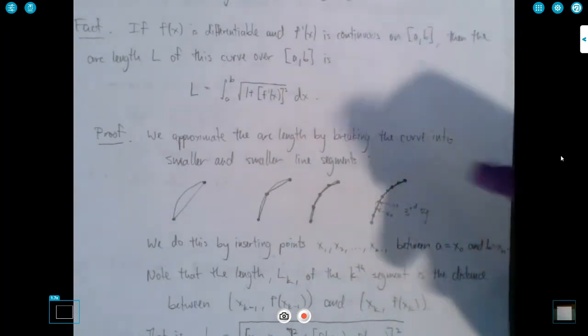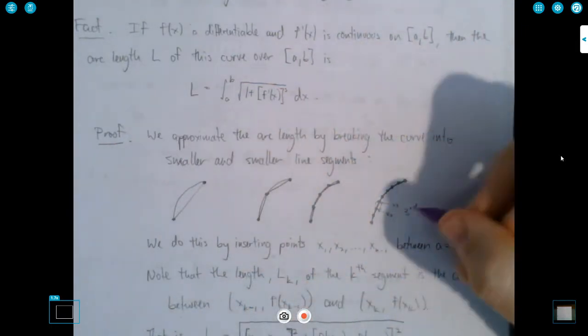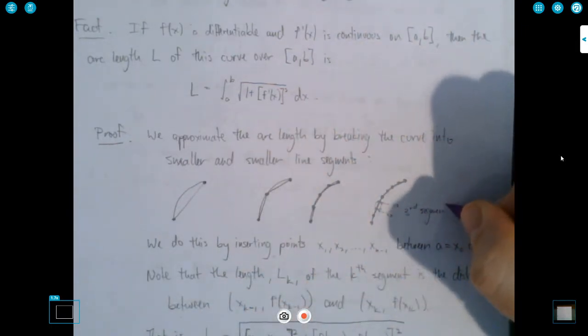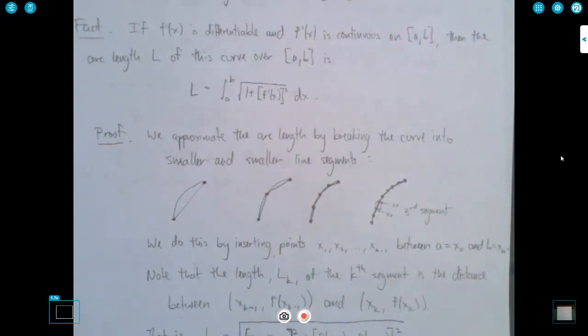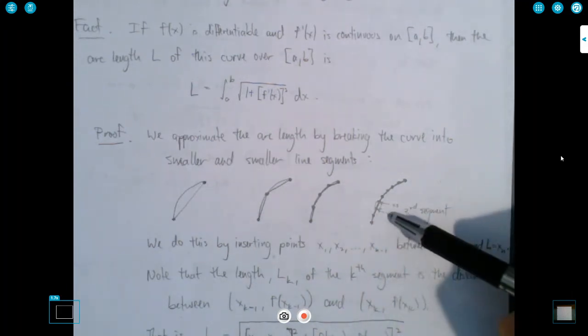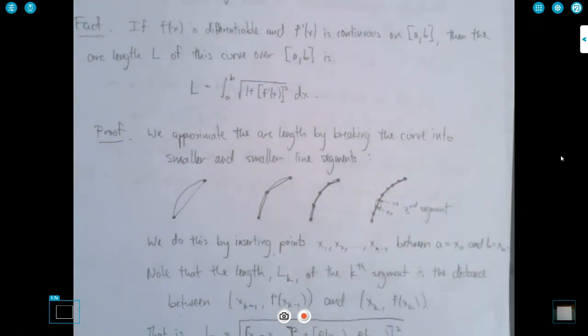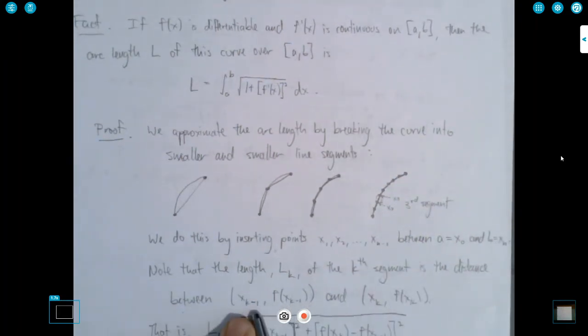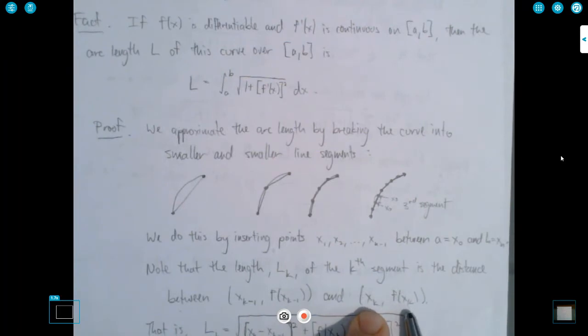So for the third segment, okay, so in general, the length of the kth segment is going to be the distance between x sub k minus 1 and x sub k, right? So now x sub k minus 1, that's just the x coordinate. The y coordinate, of course, would be f of x sub k minus 1. And same thing for x sub k and f of x sub k. So we want to find the length of the kth line segment, which is just the distance between those 2 points. So we can use the distance formula, right?